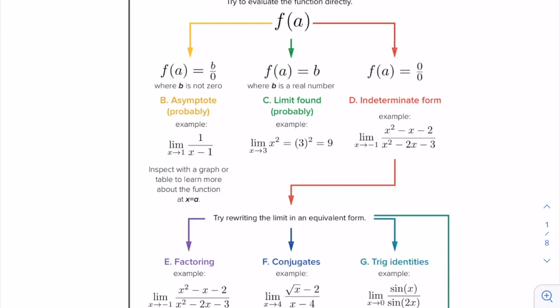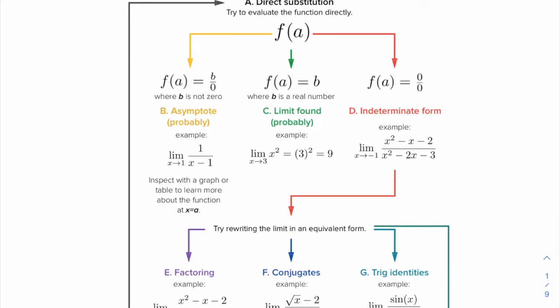So, like we covered in the last section, whenever possible, try direct substitution. That's probably the fastest and most effective way to find the limit. With direct substitution, you may get an asymptote. It would be a good idea to graph or use a table to find the limit.